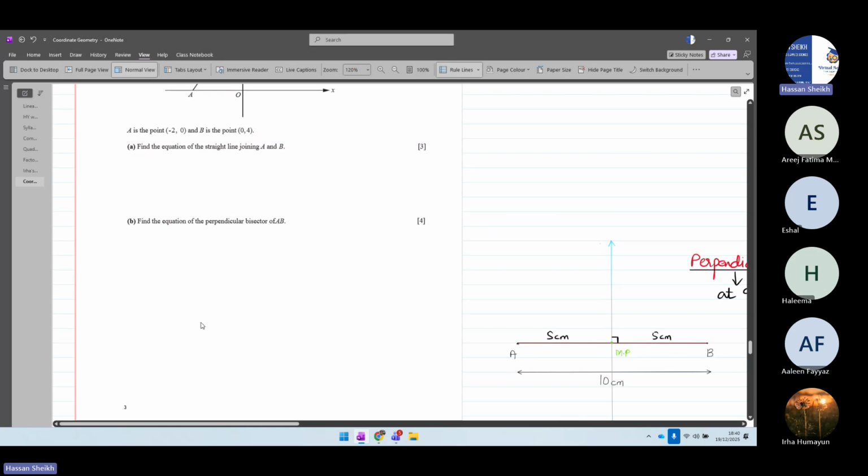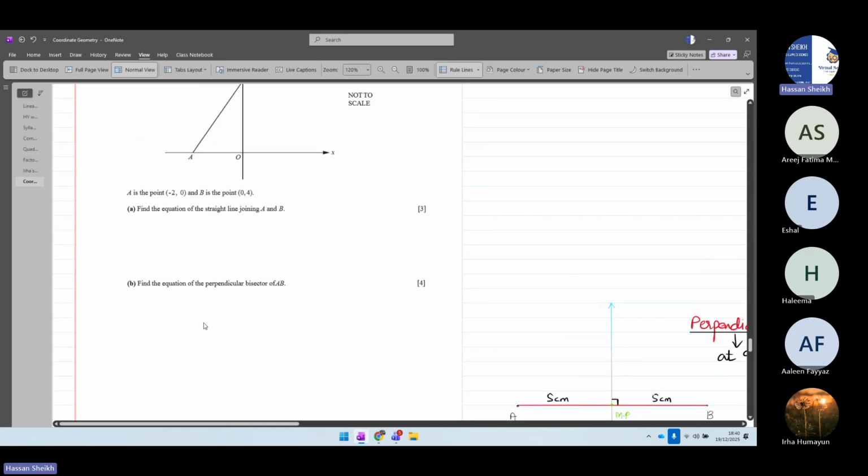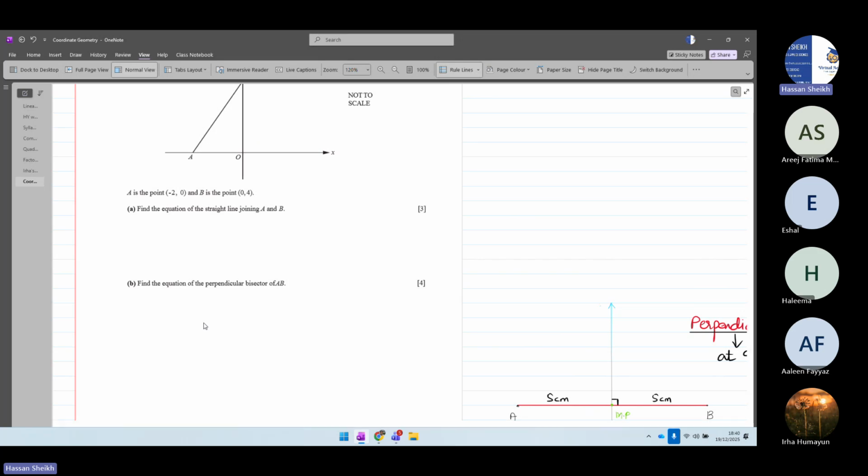Now let's understand one last question where they ask us to find the equation of the perpendicular bisector. In that way it will cover everything. Just focus on the screen. Let me tell you an interesting fact.